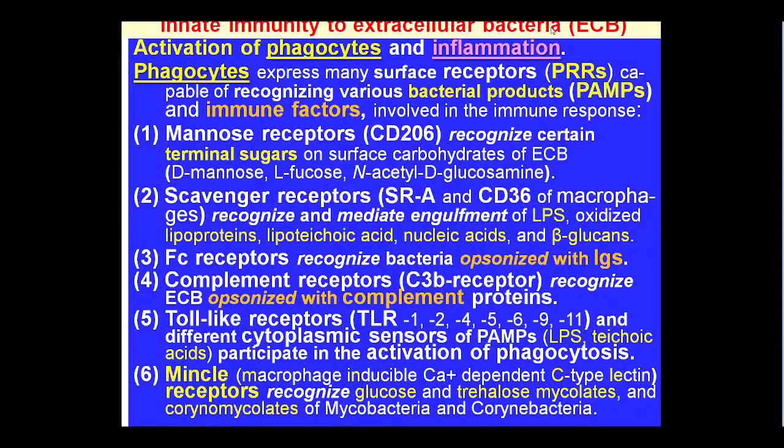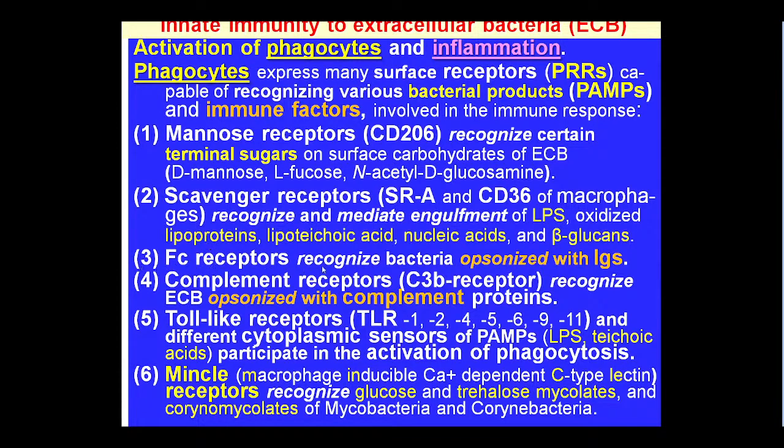Innate immunity against extracellular bacteria is based on recognizing bacterial pathogen-associated molecular patterns. Various pattern-recognizing receptors are present on the surface of our immune cells, and after recognizing substances of bacteria that are not typical for humans, they begin signaling to the cell about the irritation. These pattern-recognizing receptors are mannose receptors that recognize terminal mannose, L-fucose, the polysaccharides of bacteria. Scavenger receptors, or CD36, of macrophages recognize and mediate engulfment of lipopolysaccharides, oxidized lipoproteins, and some other microbial products.